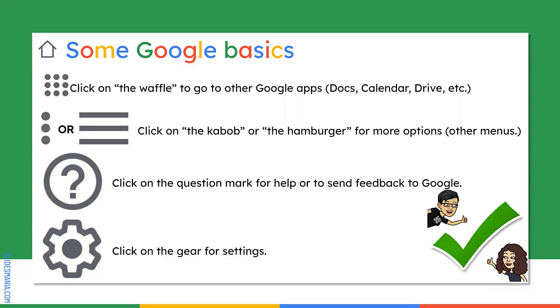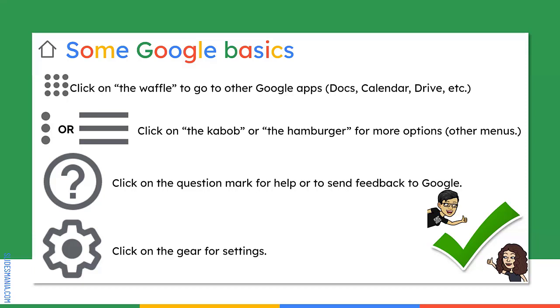They give you more menus. So for instance, if you're looking at the screen and you're like, I don't see what I'm supposed to be doing, look for the kebab or the hamburger. And when you click on that, you'll get another menu with more choices. The question mark is really great to get help. Now you're not going to get a person. I know it's just going to take you to a site, but it will help you. And that's also where you can send feedback to Google, which is also very helpful.